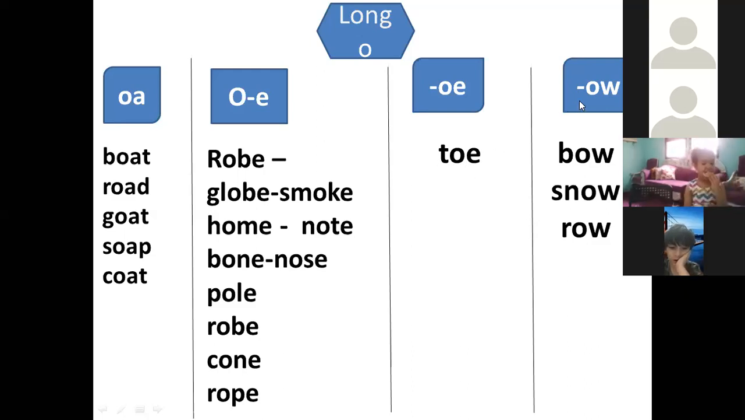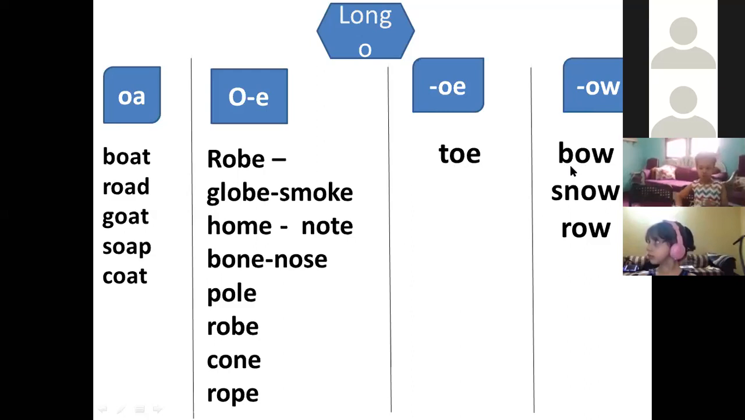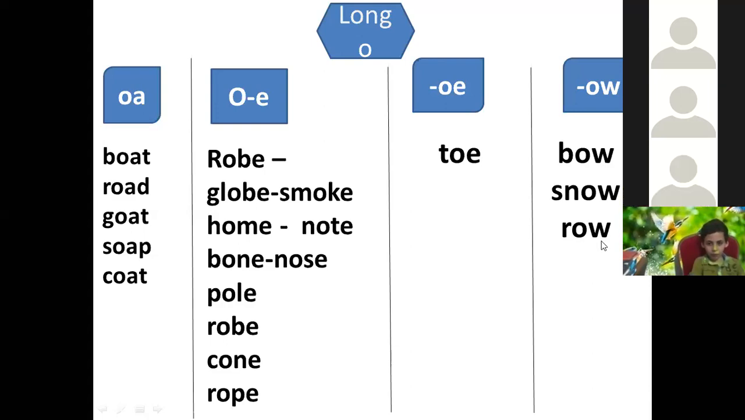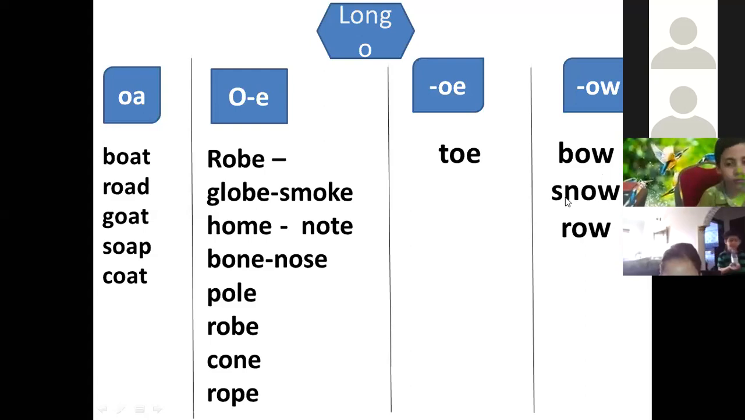And here, let's go to O and W closed. This is what, Muhammad? Ball. Bow. Snow. After snow, what do we have? Row. So we have bow, snow, row. Muhammad, we said that W is not a vowel, but when W comes beside O, it can change its sound from short O to long O.